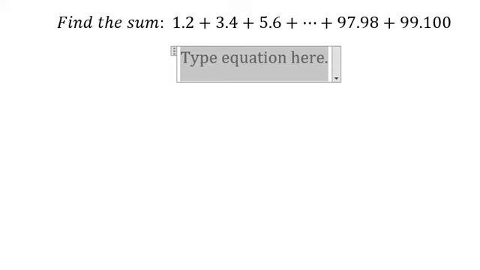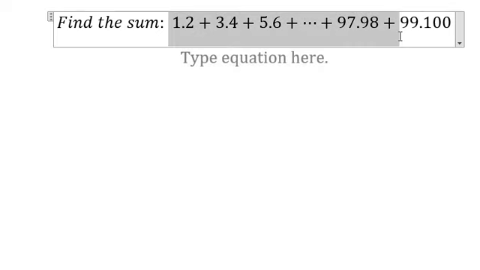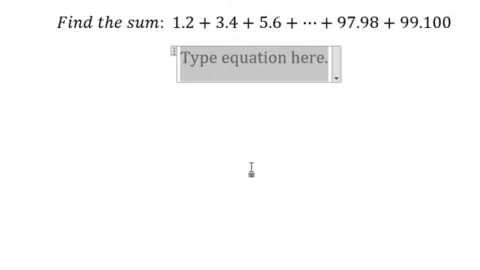Hello everybody, so today I will talk about algebra. The topic today is about finding the sum of this one. So now I will show you the answer.